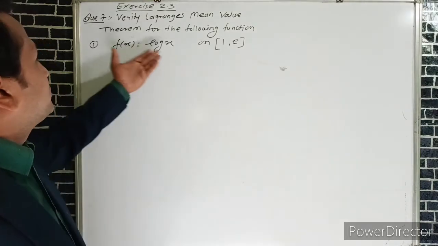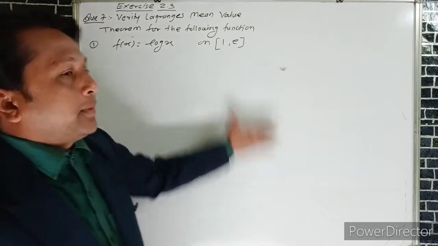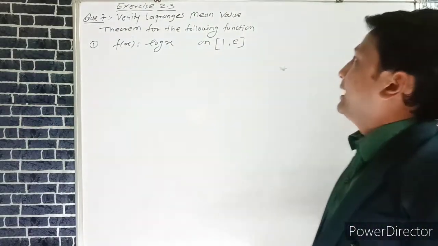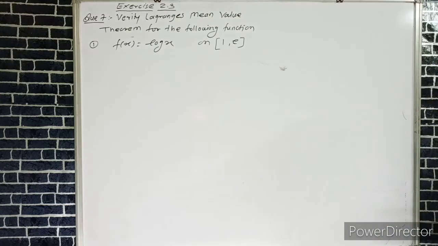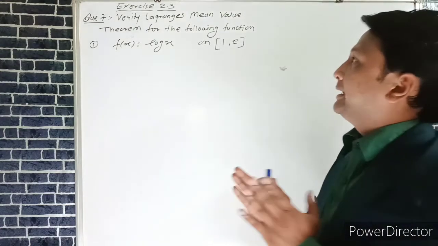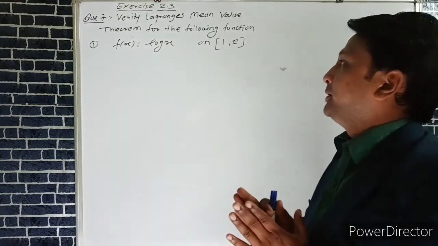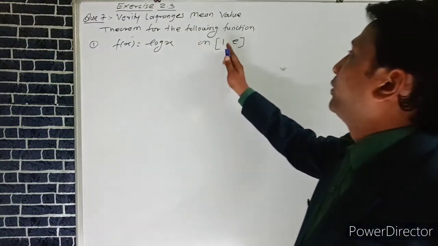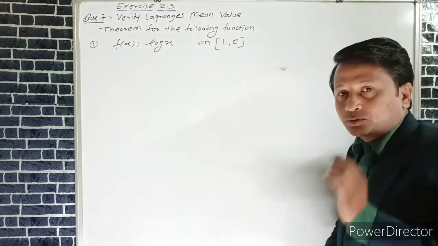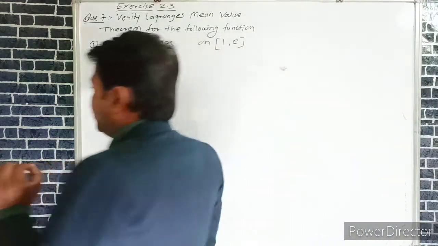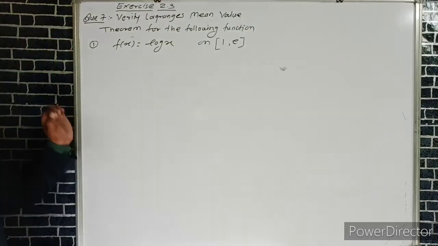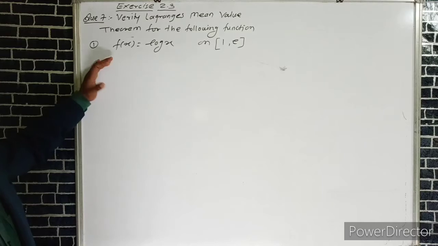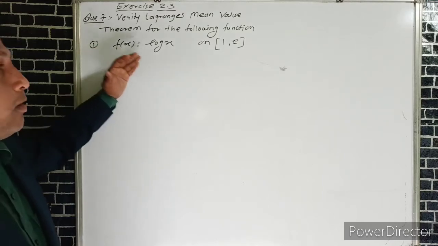f of x is equal to log x on (1, e), and here we have to verify Lagrange's mean value theorem. By using Lagrange's mean value theorem, or LMVT, we have to verify f of x is equal to log x on (1, e). So first we see how to check whether the given function is applicable for LMVT, Lagrange's mean value theorem, or not.